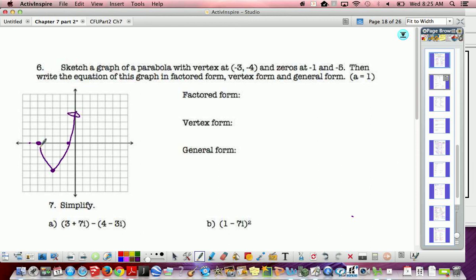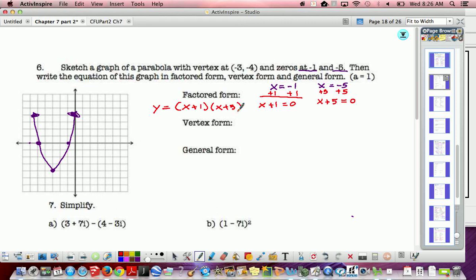The nice thing here is that a is 1. So in factored form, if my zeros are -1 and -5, I can say x equals -1, x equals -5. So when I move those over to the other side, add 1, add 5. Sorry, I'm doing them kind of at the same time here. So I have x plus 1 equals 0, x plus 5 equals 0. So in factored form, my equation is y equals, since a is 1, I don't have to worry about the number in front, (x plus 1)(x plus 5).